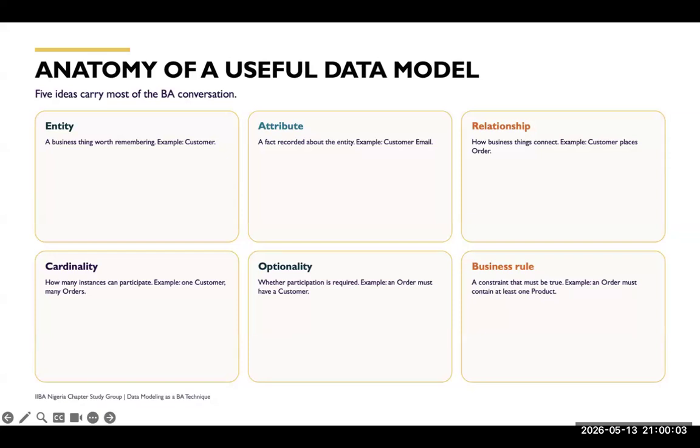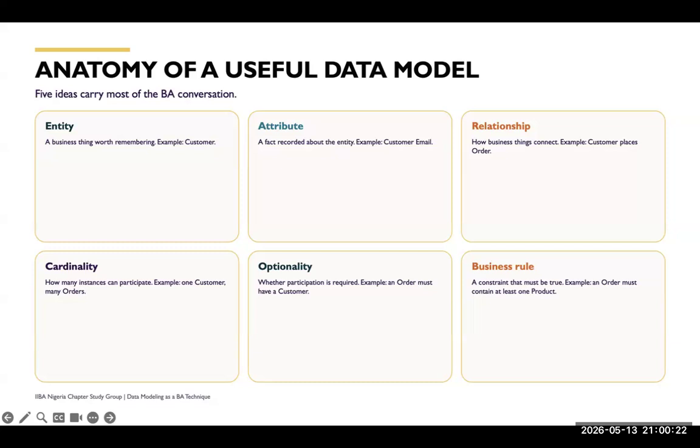Okay, so this is going to be our working vocabulary for the rest of the session. We have entities, attributes, relationships, cardinality, optionality, business rules.